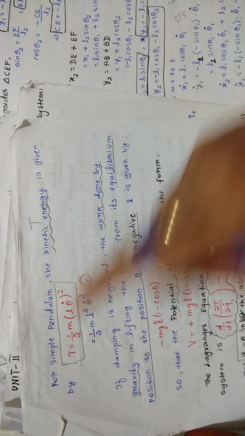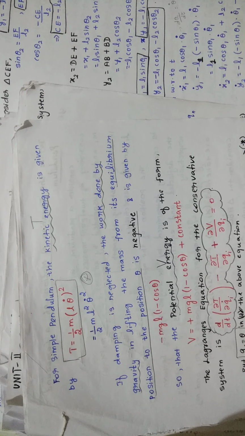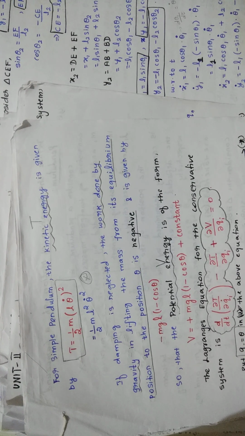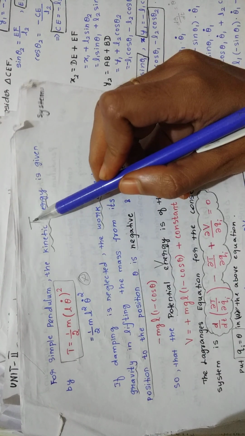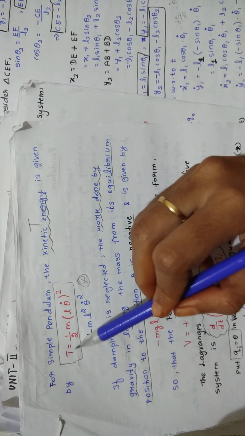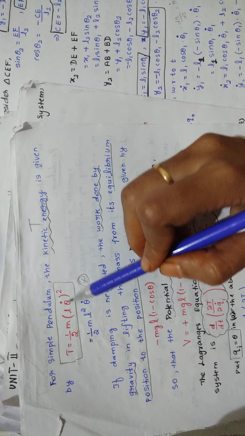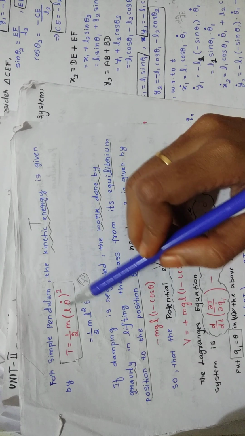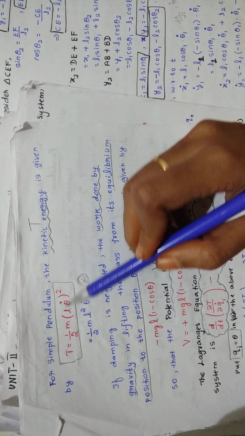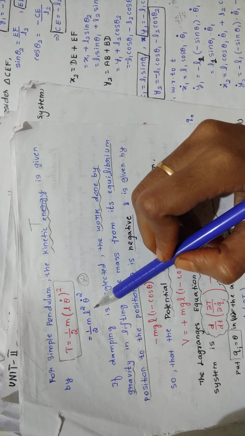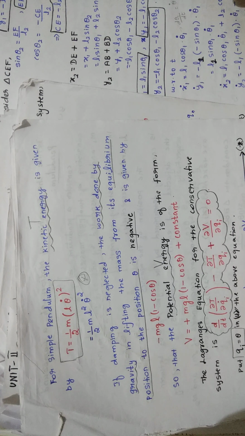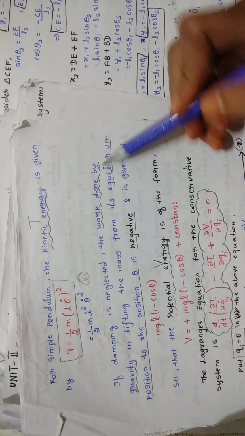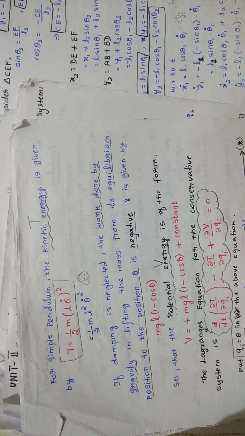Now, for a simple pendulum, you have to know the formula of kinetic energy. Here you can find that for a simple pendulum the kinetic energy, denoted by capital T, is given by T equals 1/2 m (L theta dot) the whole squared. In the next step you are squaring these two so that you will get this. If damping is neglected, it means what? Damping means movement is neglected.